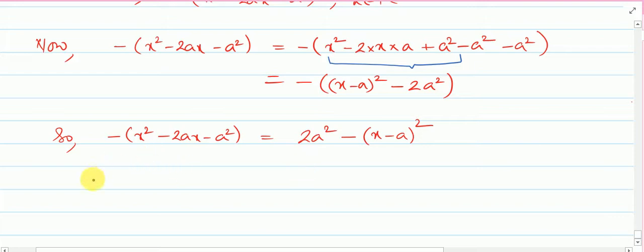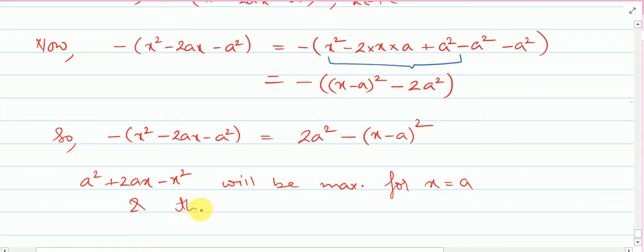Clear? So you can write like this: a square plus 2ax minus x square will be maximum for x equal to a, and the maximum value is equal to 2a square, because this part has to become 0 in order to make this whole thing maximum. Okay, so the maximum value will be 2a square.